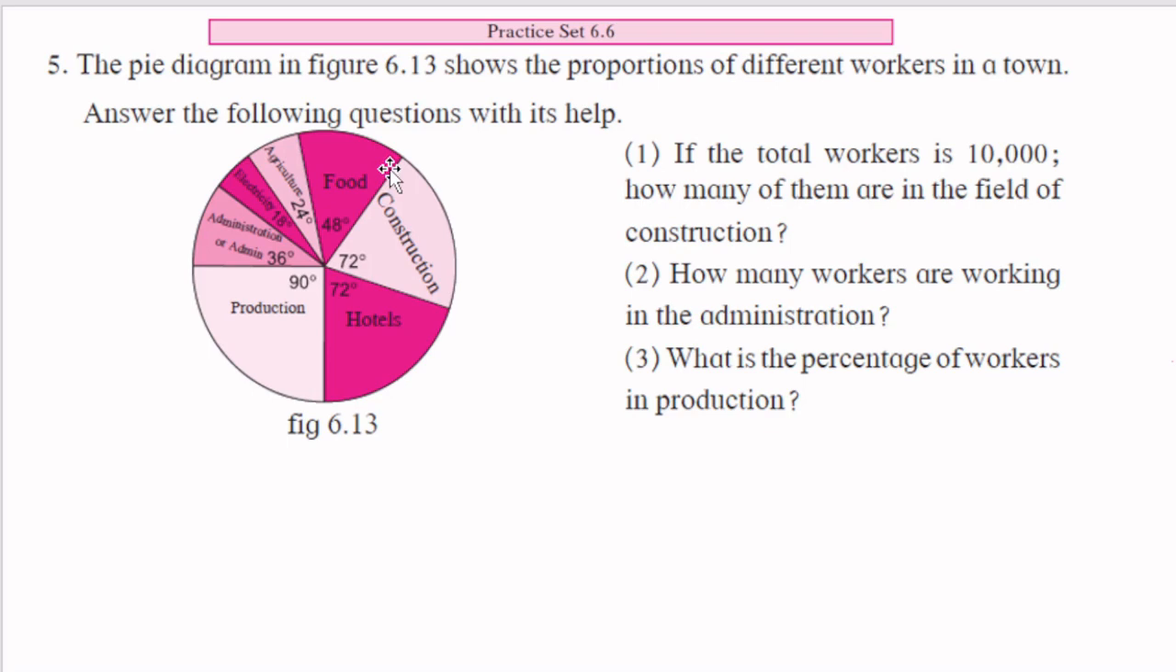The pie diagram in the figure shows the proportion of different workers in a town. Okay, and what is the question? If the total number of workers is 10,000, how many of them are in the field of construction? Look at the question. This kind of question we have not done previously in the example set, right? No, we have done it. Again, it's the same thing, only a twisted part. That's the reason I have not covered it, just to not confuse you, right?